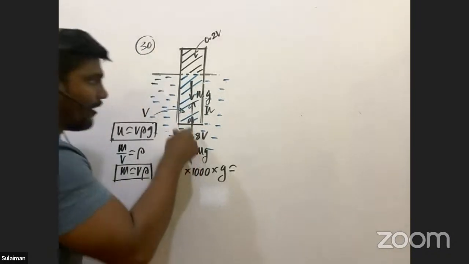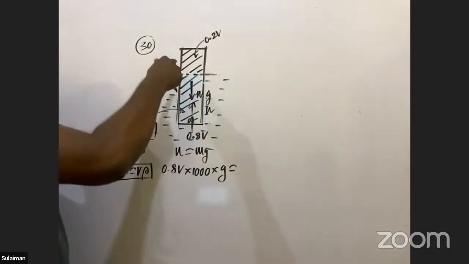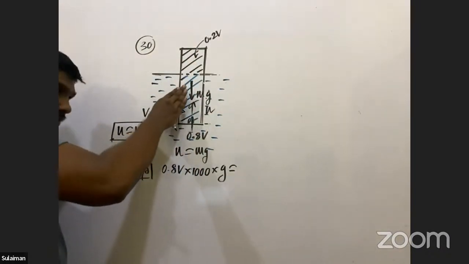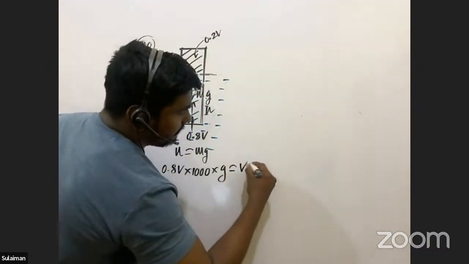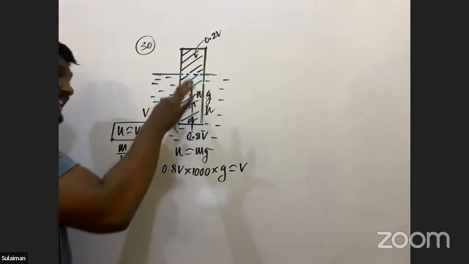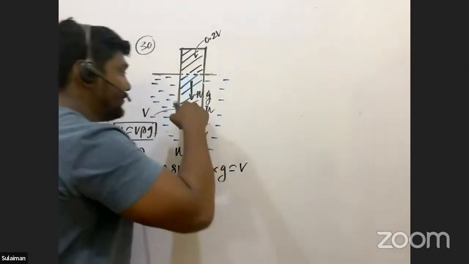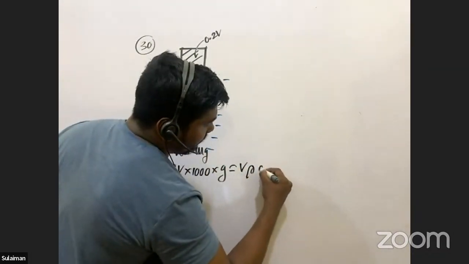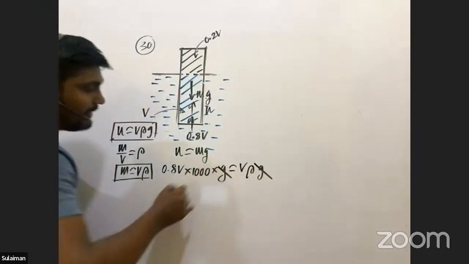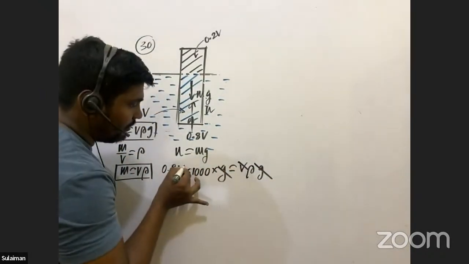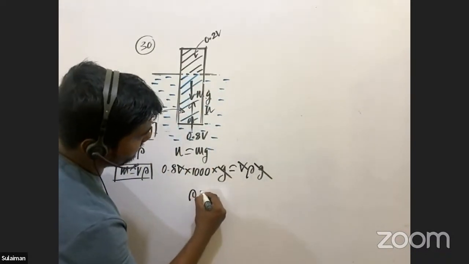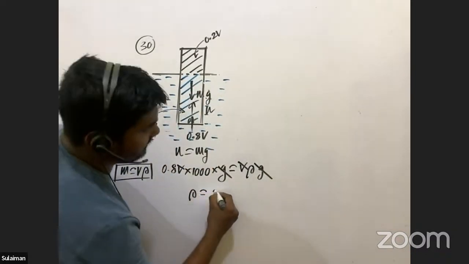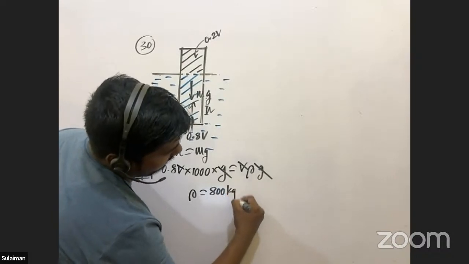Mass of this object means what? Mass of this object is equal to the volume of the object, capital V, into the density of the object. I say density of your object is rho, and G cancels out, here V and V cancel out. Then you can easily find the density of the object. So your density of the object is how much? 800 kilograms per meter cube.